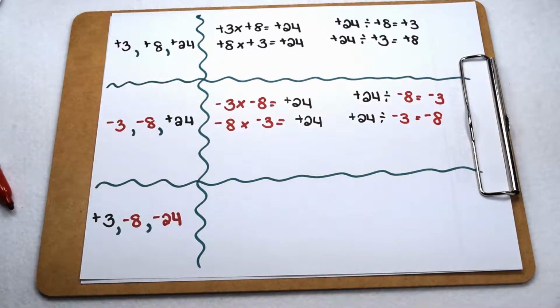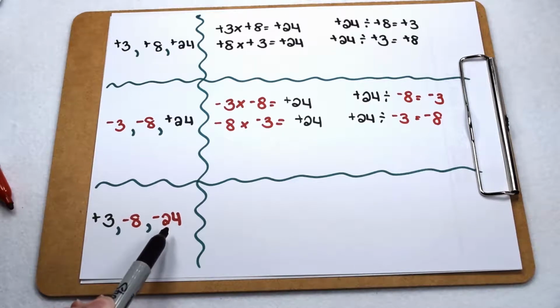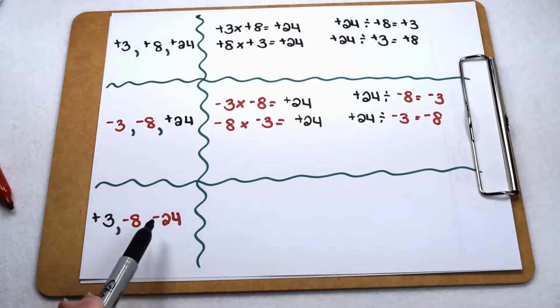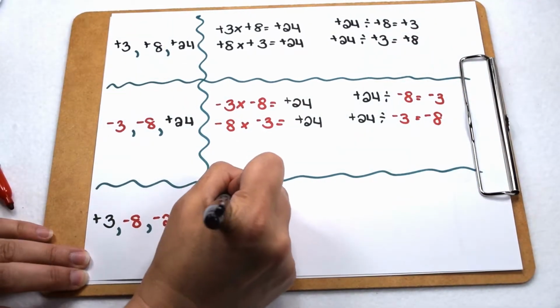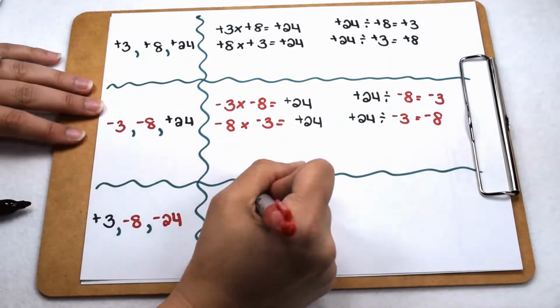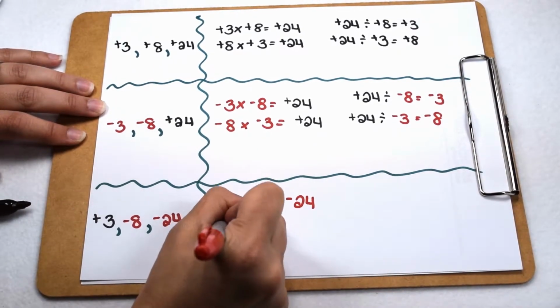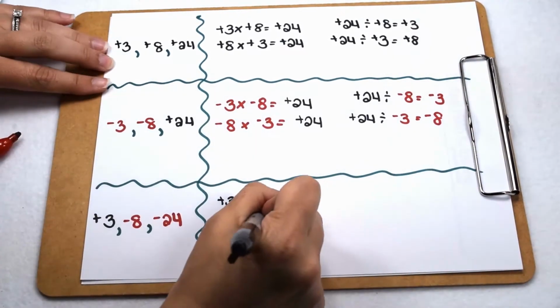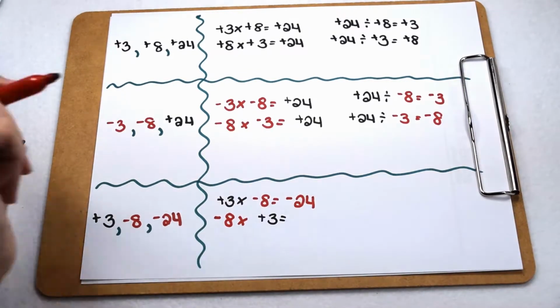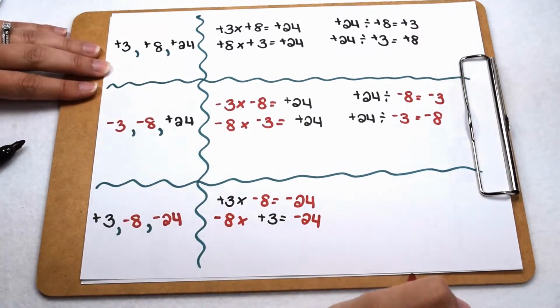We're going to write one more set of fact families. Now our 3 is going to be positive, our 8 is going to be negative, and our 24 is going to be negative. We know from our rules of multiplying with negatives that when the signs don't match, the product's going to be negative. So this means positive 3 times negative 8 will give us negative 24. And again, we can reverse that statement to have negative 8 times positive 3 give us negative 24.